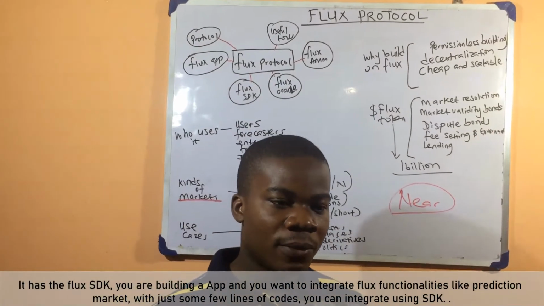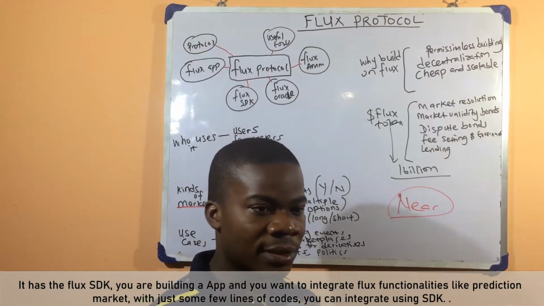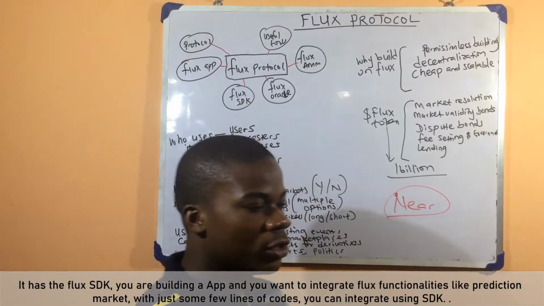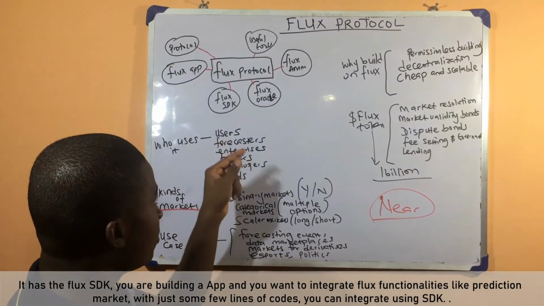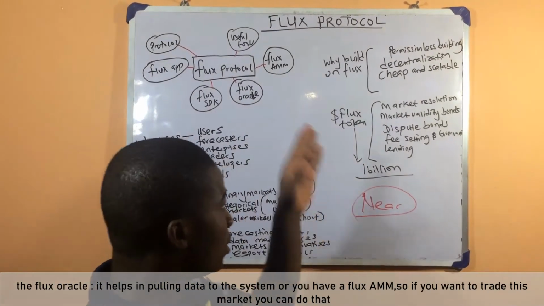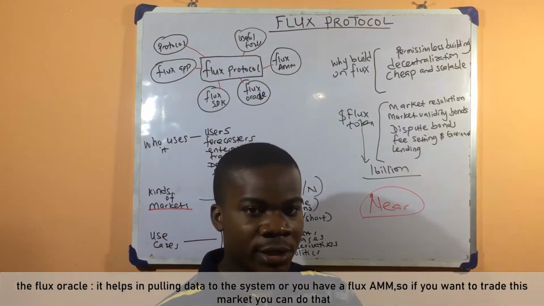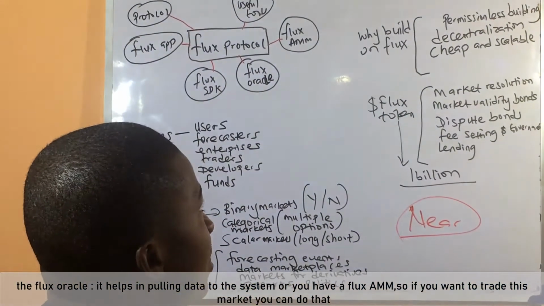If you're building your app and you want to integrate FLUX functionality like prediction markets, with just a few lines of code, you can integrate using the SDK. The FLUX Oracle helps with pulling data into the system. And then we have the FLUX AMM, so if you want to trade these markets and the rest of them, you can do that.